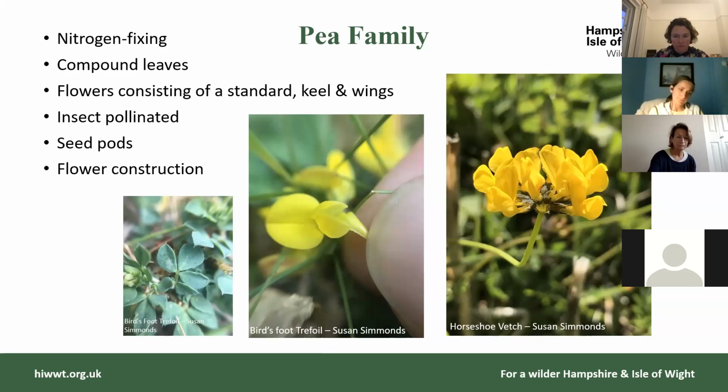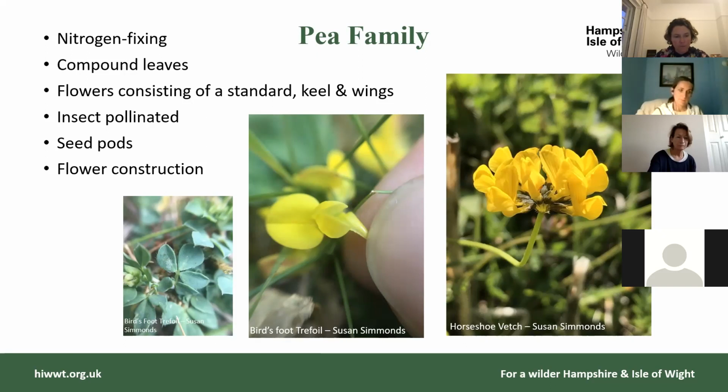So the Pea family is a really common family, and there are lots of plants that belong to this family. Things like clover, things like gorse and broom, and all the trefoils, and the vetches, lots and lots of really common plants. They're nitrogen fixing, so they're really amazing that they can actually fix nitrogen from the air and turn it into usable nitrogen. So they actually enrich the soil that they're in, and they are in fact planted for that reason in fields by farmers in some cases.